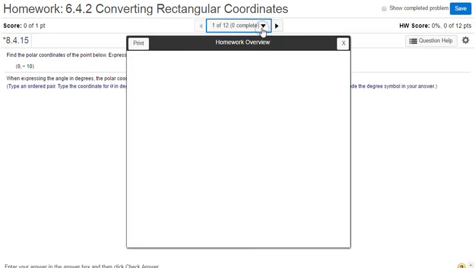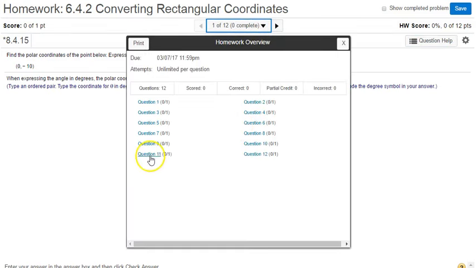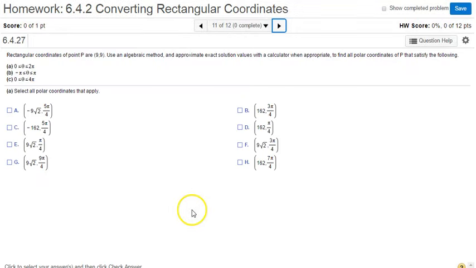Now I'm going to jump ahead in the assignment to one of the more complicated questions where you have to list all of the possible answers in various ranges. But we're doing the same thing. We're still finding the rectangular coordinates. So that part of the process will be the same. It's just now we're going to consider all the other ways of writing those same coordinates over and over again with different angle values. So they ask us to use an algebraic method, approximate the solutions, and then we're going to be multi-selecting which ones match our answers.